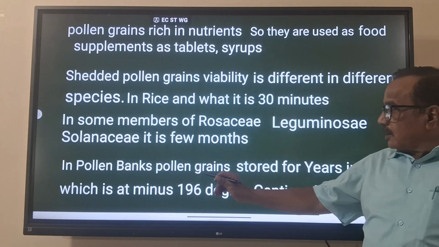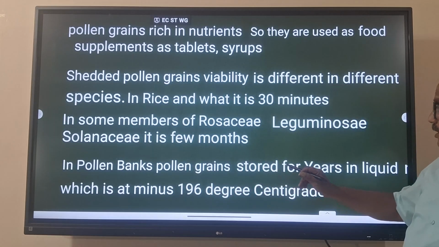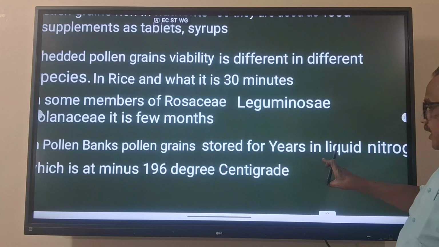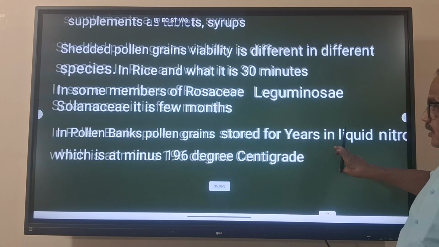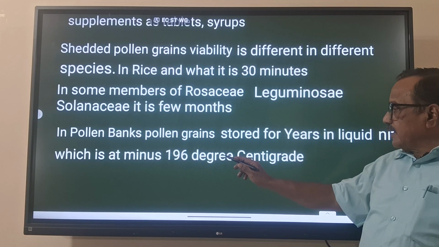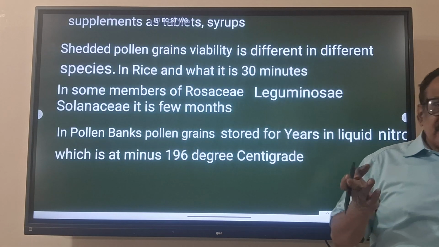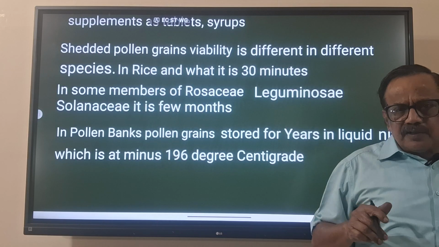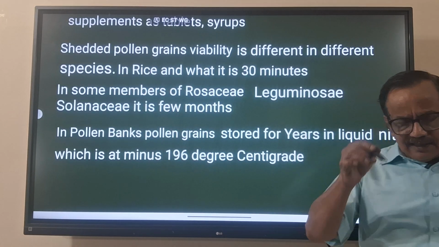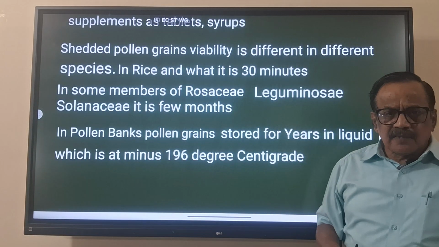In the pollen banks, pollen grains are stored for years in liquid nitrogen, which is at minus 190 degrees centigrade. Liquid nitrogen is also used for all the sperm banks. It is about minus 196. He asked this once in 2018 or so.